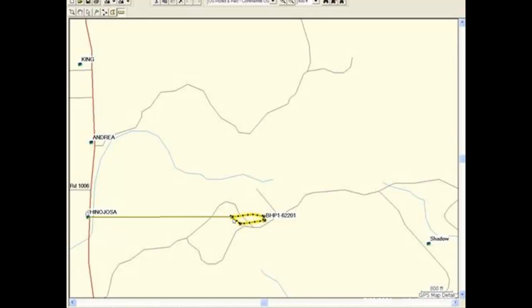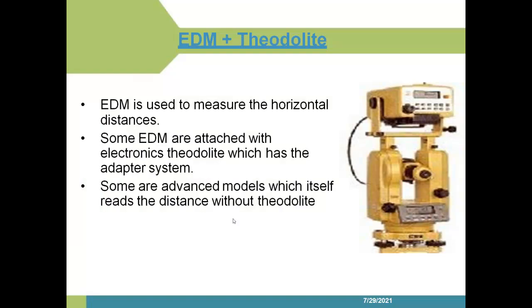Point mode is used for representing one manhole, one tree, everything as a point. For example, for a road network, a railway area, or a pipeline network, line mode is used. And the next one is polygon mode. For example, one area boundary, one village boundary, one particular building boundary, one particular lake boundary, everything uses polygon mode. And the next one is EDM plus theodolite.